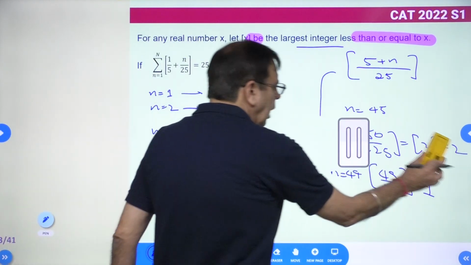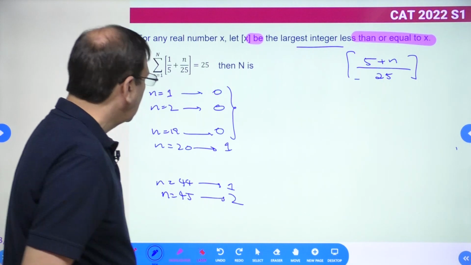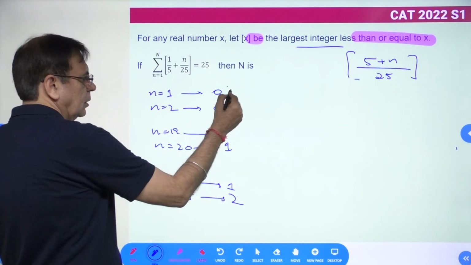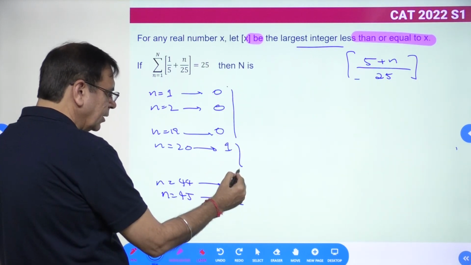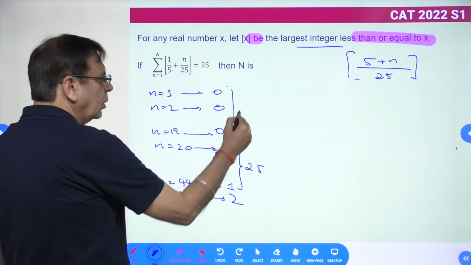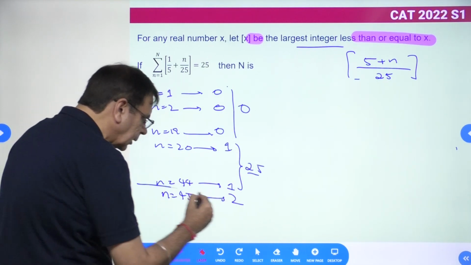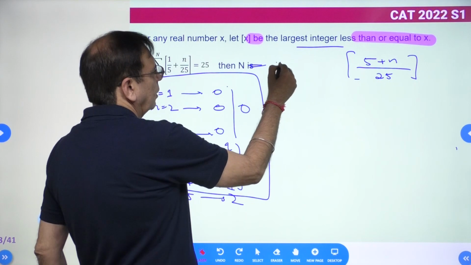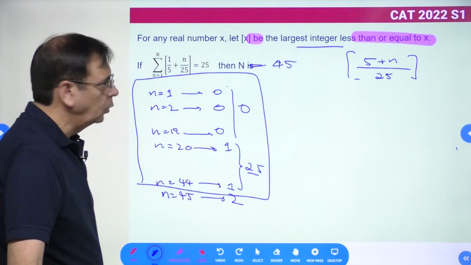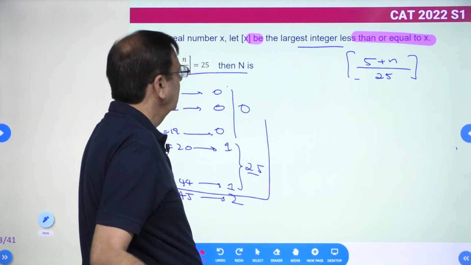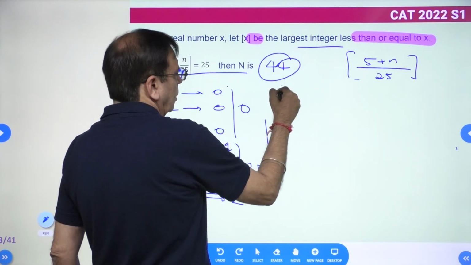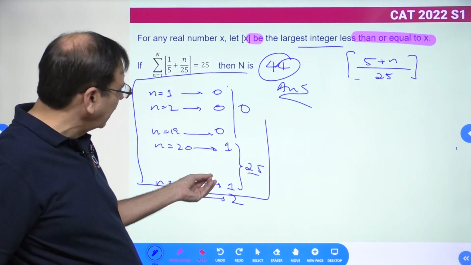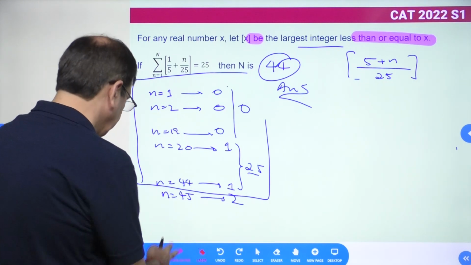Okay. Now, how many terms are required for the sum to be 25? I need all these 19, and how many are these? 20 to 44, these are 25 more. Sum of all these is 0, sum of all these is 25. So what does this mean? All of them add up to give me 25. What is the value of n? n is equal to 44. This is your answer. So it's a simple question. Put in values, identify the pattern, and you just get the answer from there.